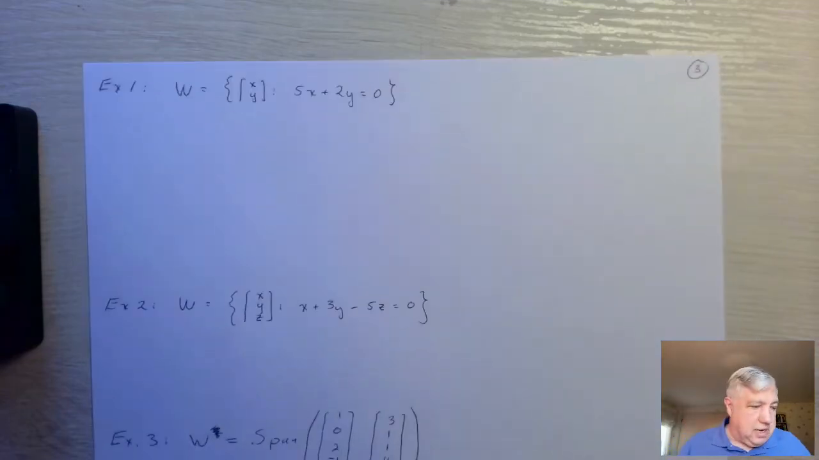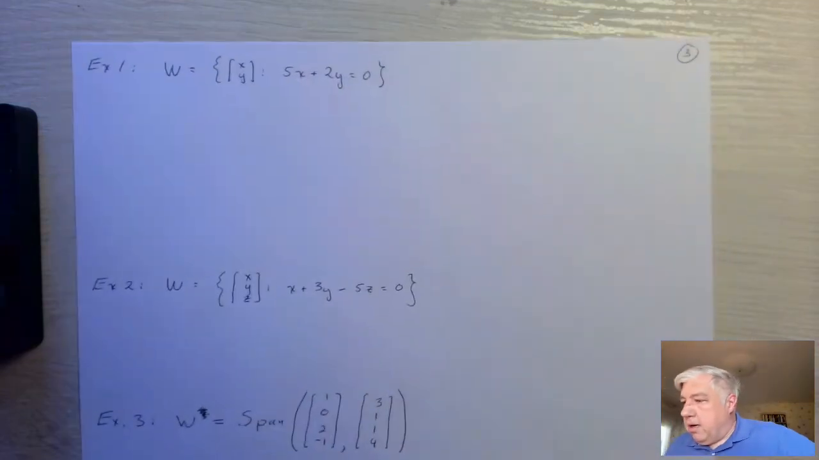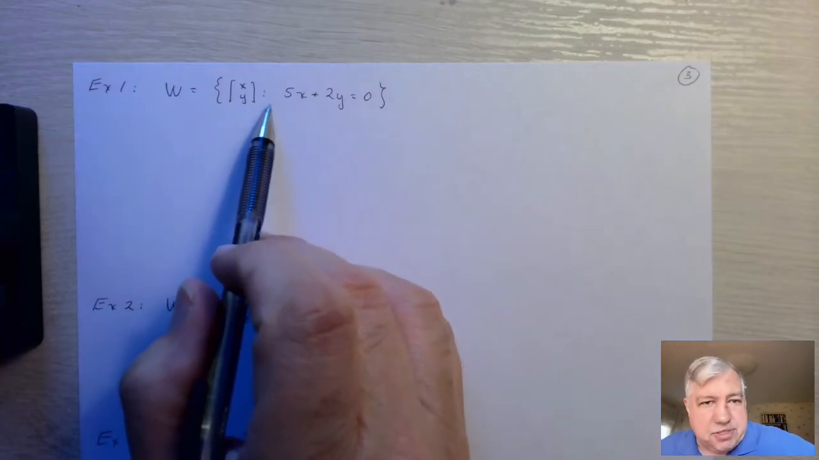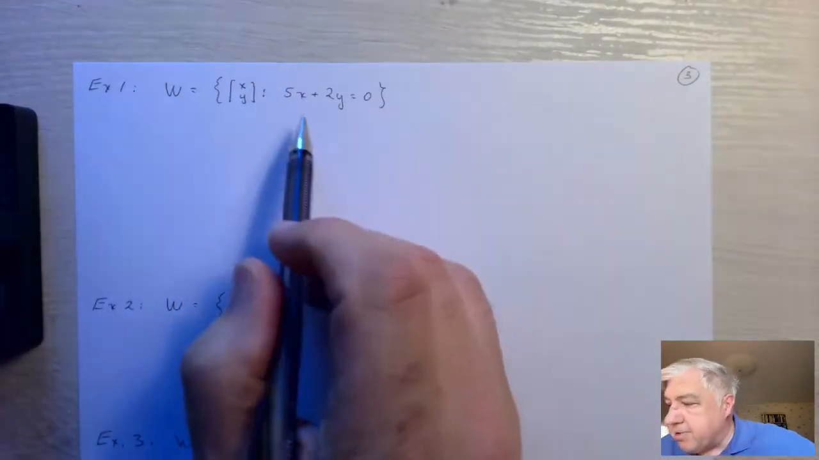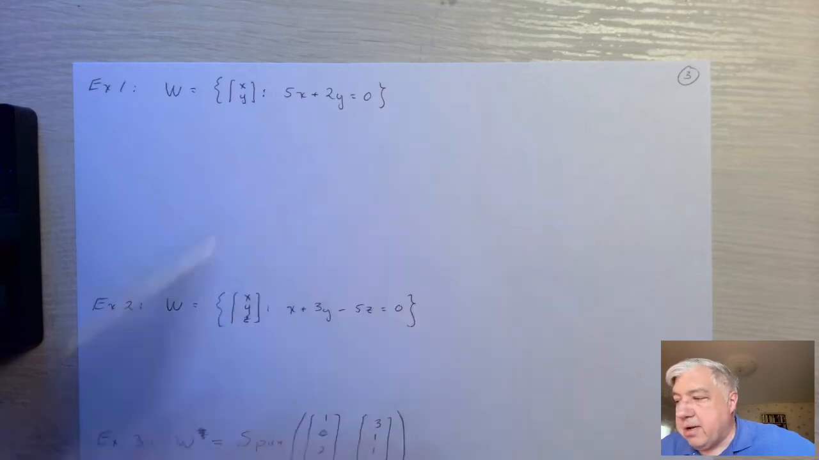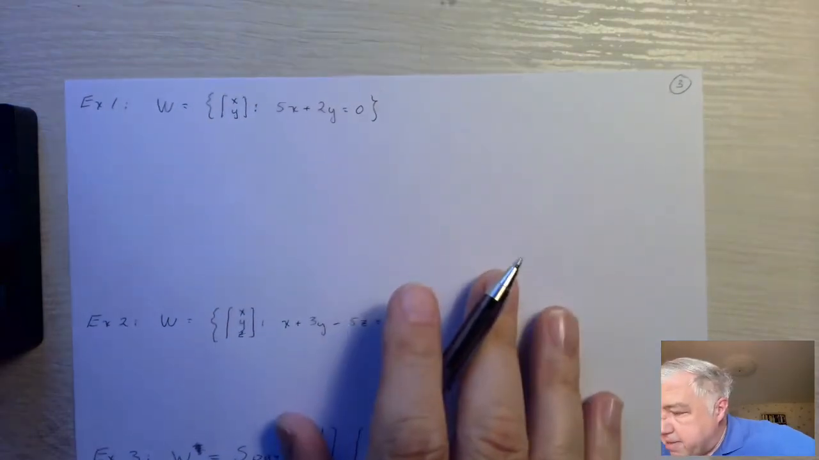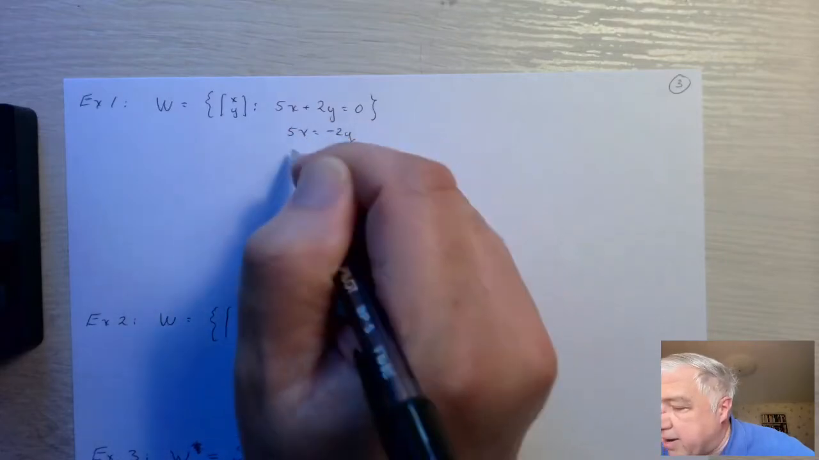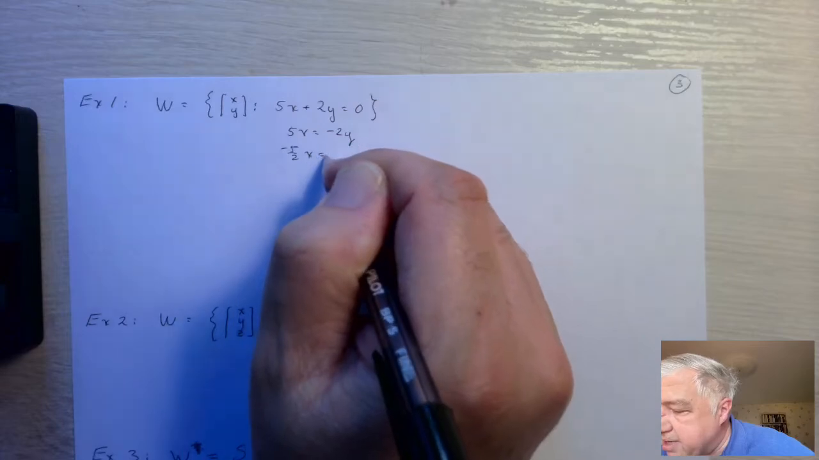All right. So one example I would like to do, or about 3 examples, is how do we actually find these orthogonal complements? In this first case, we have a line. This is a fancy representation of a line in R2 given by 5x plus 2y equals 0. This means that 5x is equal to negative 2y, or negative 5 halves x is equal to y.